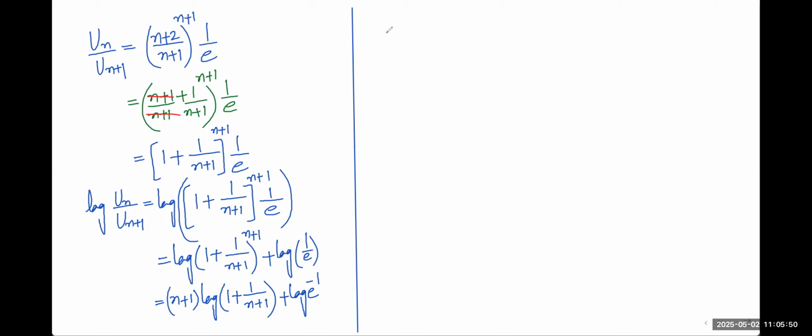This one, log of 1 plus 1 by n. Already we used it for the previous two problems. The formula is 1 by n minus 1 by 2 n square plus 1 by 3 n power 3 minus 1 by 4 n power 4. Two terms are also enough, but I am writing the formula in full detail. Here the only difference is n plus 1, so wherever there is n, n plus 1 comes, just that much difference.